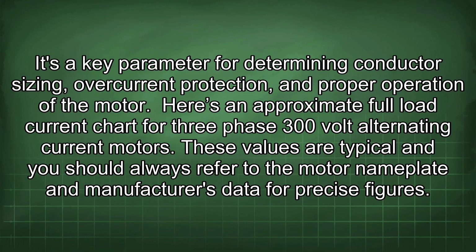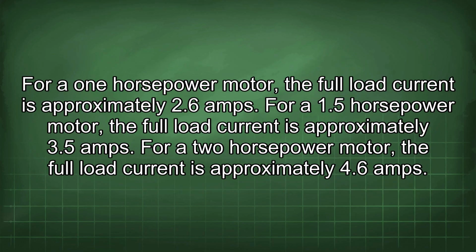Here's an approximate full load current chart for 3-phase 300-volt alternating current motors. These values are typical, and you should always refer to the motor nameplate and manufacturer's data for precise figures. For a 1 horsepower motor, the full load current is approximately 2.6 amps. For a 1.5 horsepower motor, it is approximately 3.5 amps.